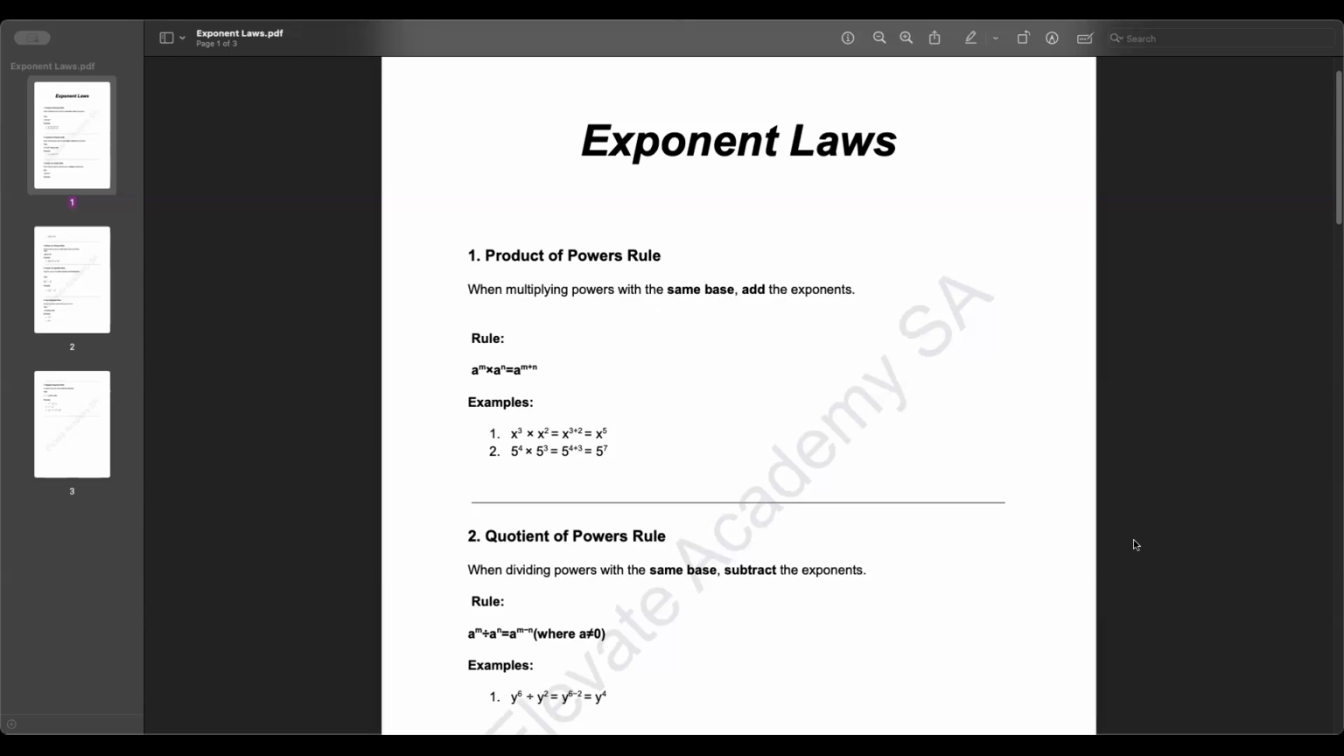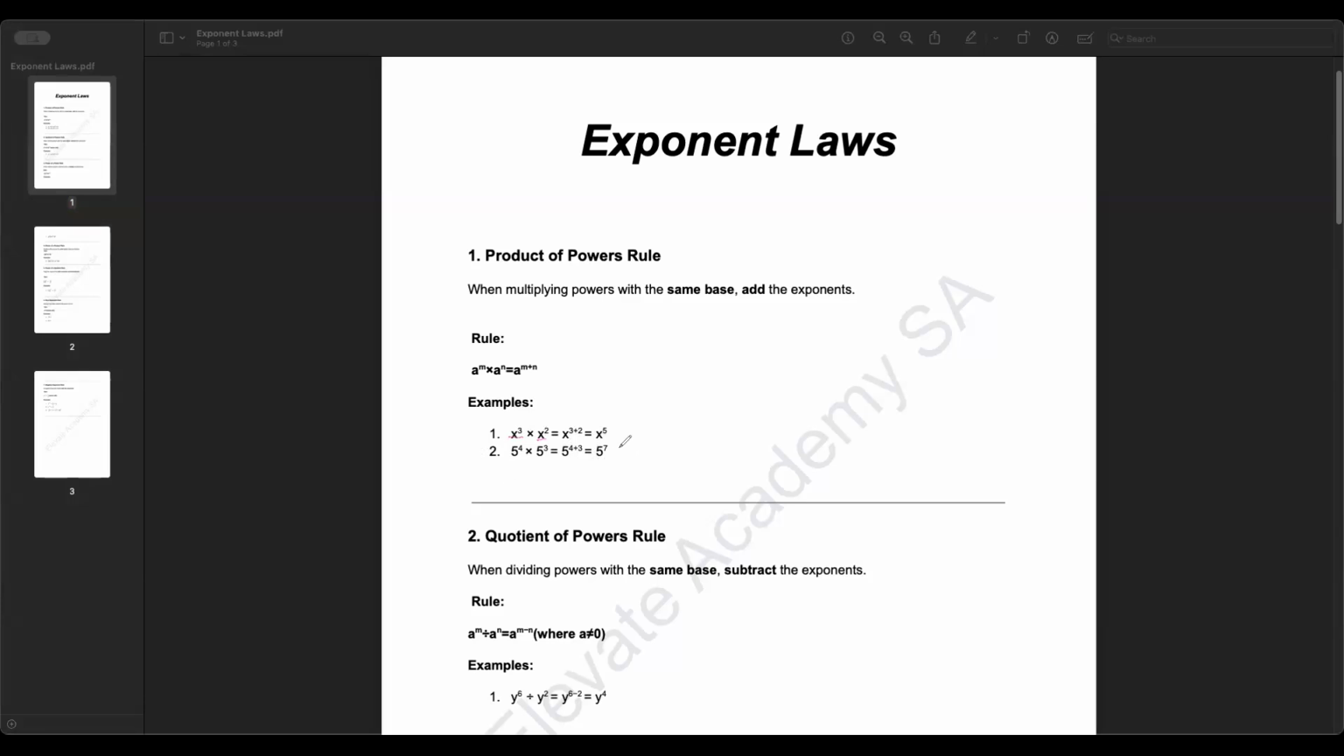So when multiplying powers with the same base, very important, same base, we cannot do anything with the powers if they aren't the same base. We add the exponents. So as we can see in our examples down here, x to the power 3 times x to the power 2, then only when we realize that we have x and x, that's the only time we can actually add those exponents, 3 plus 2, and x to the power 5.